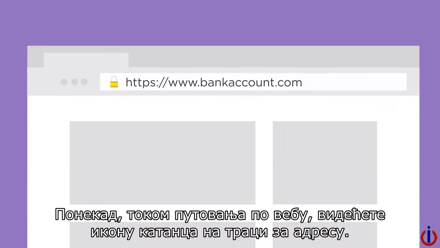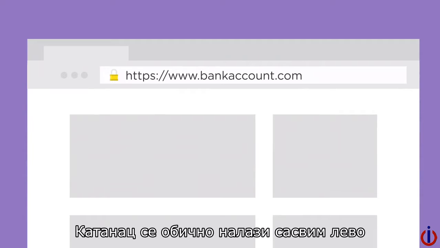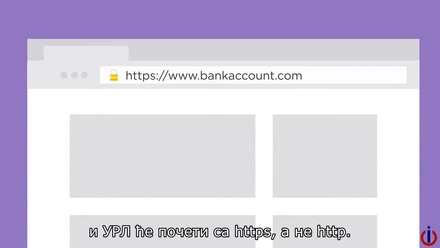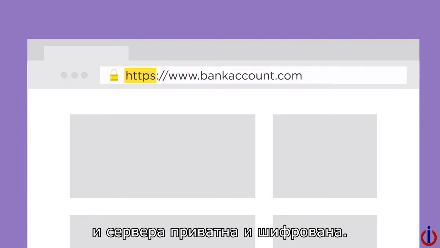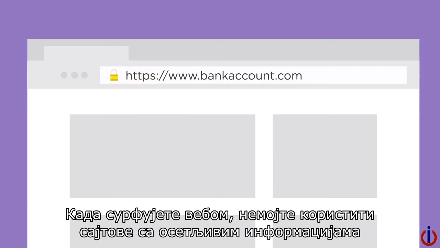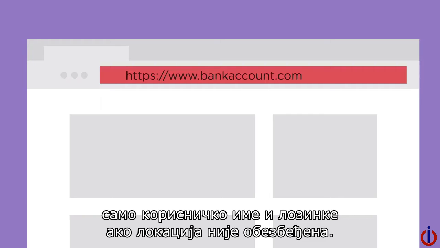Sometimes in your travels around the web, you'll see a lock icon in the address bar. The lock will usually be all the way to the left, and the URL will start with HTTPS, not HTTP. The S stands for secure, and it means that communication between your client and the server is private and encrypted. When surfing the web, don't use sites with sensitive information, like medical records, banking details, or even just usernames and passwords, if they don't have the lock.